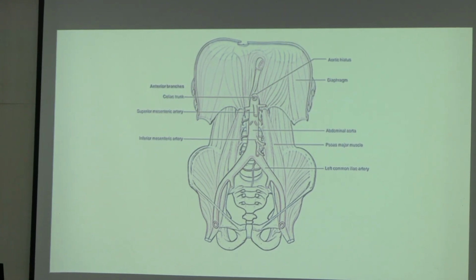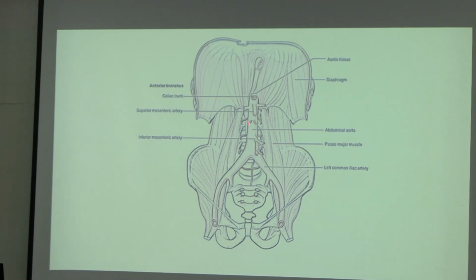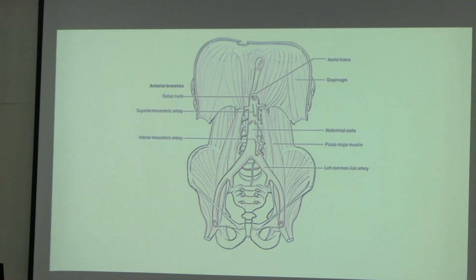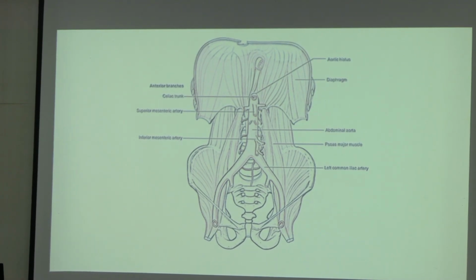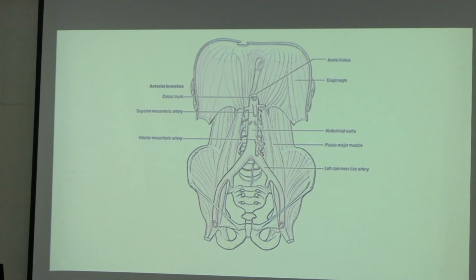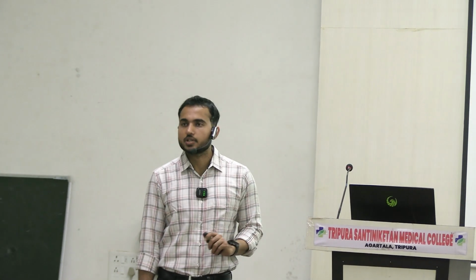Next, it is extending up to, can you see, these are the lumbar vertebrae, just posterior to the abdominal aorta. When it reaches the lower border of the fourth lumbar vertebra, at that time it terminates by dividing into two terminal branches. As you can see, these are the two terminal branches, the right and left common iliac arteries.